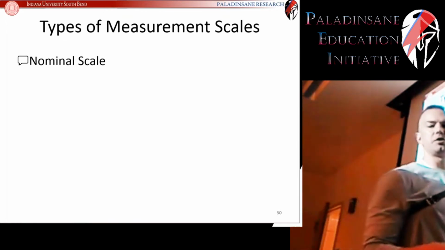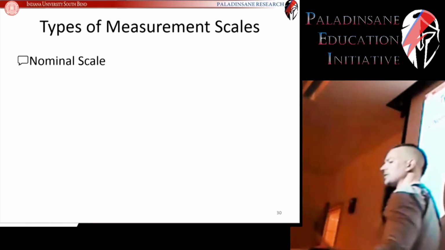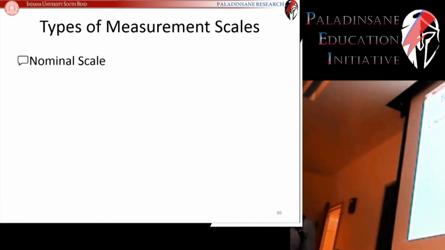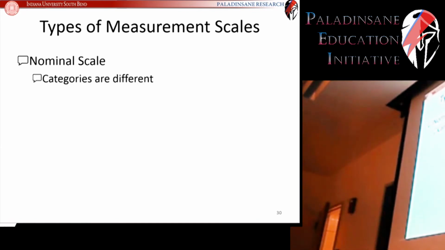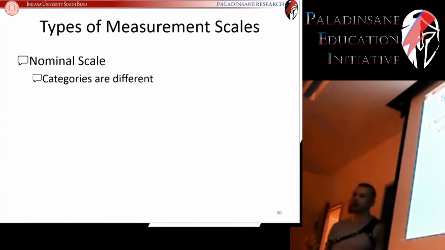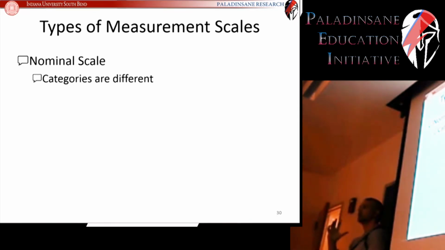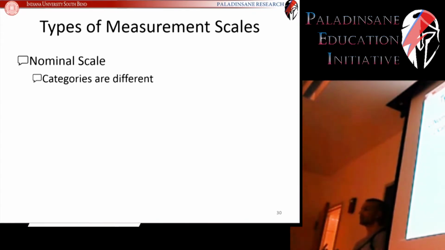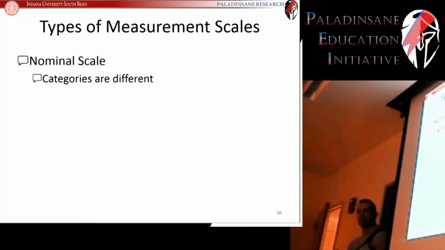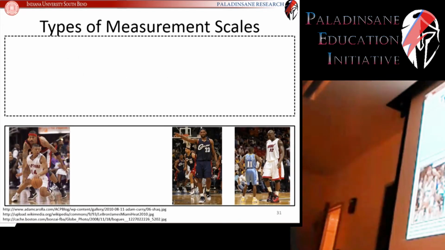The nominal scale is your basic scale. It's literally the lowest level of measurement that you can call a measurement scale. And on the nominal scale, all you can say is that the categories are different. So you can place people in different categories, and that's it. There's no order to the categories. There's no value to the categories. It's just different categories.